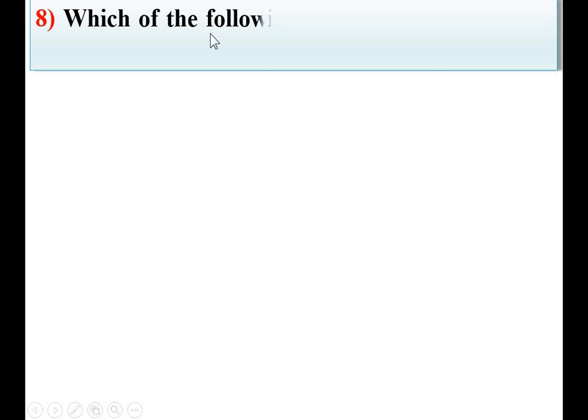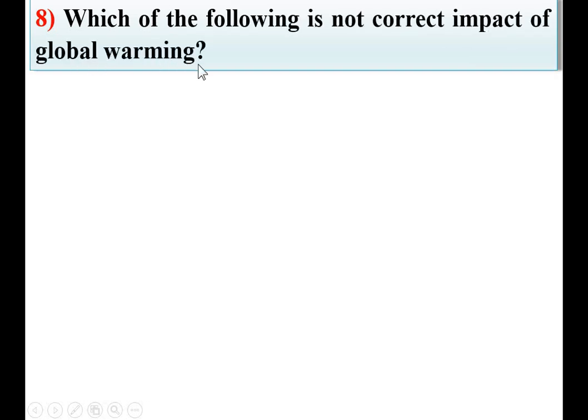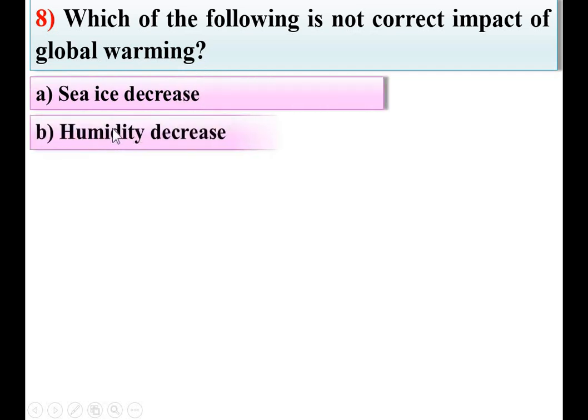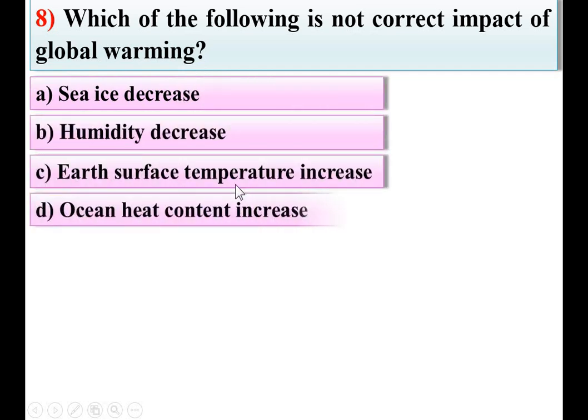Next, which of the following is not a correct impact of global warming? Options: sea ice decrease, humidity decrease, earth surface temperature increase, ozone heat content increase. Due to global warming, you know that sea ice decreases and so the water level increases. Earth surface temperature is also increased, ozone heat content is also increased, but it is irrelevant to humidity. So B is the right answer.